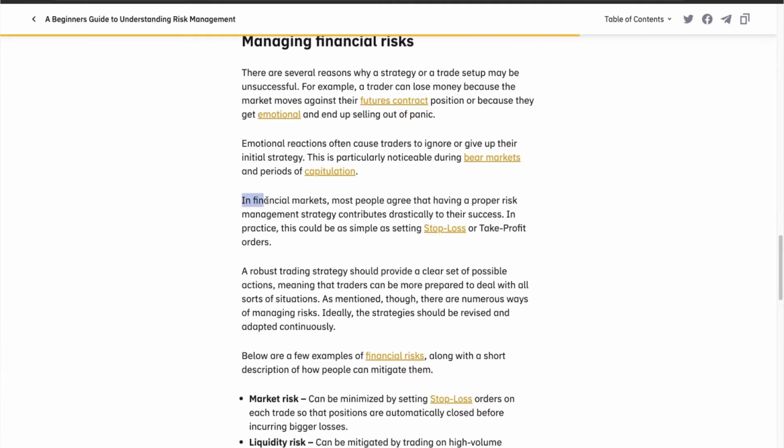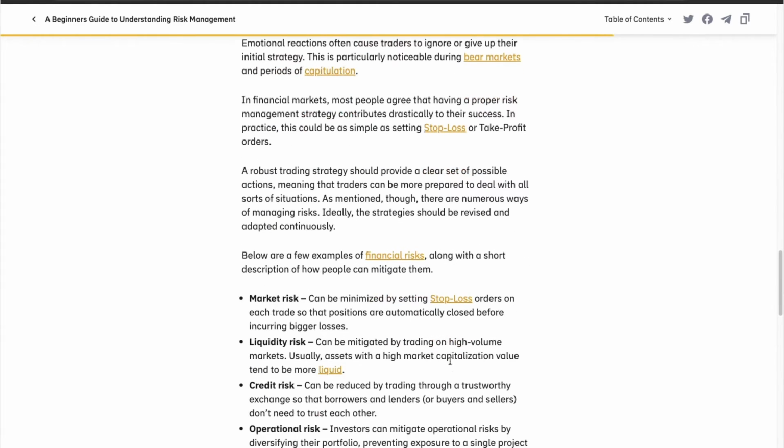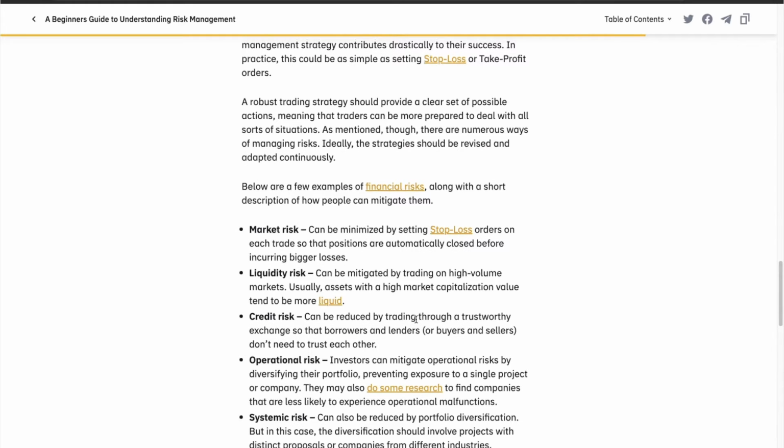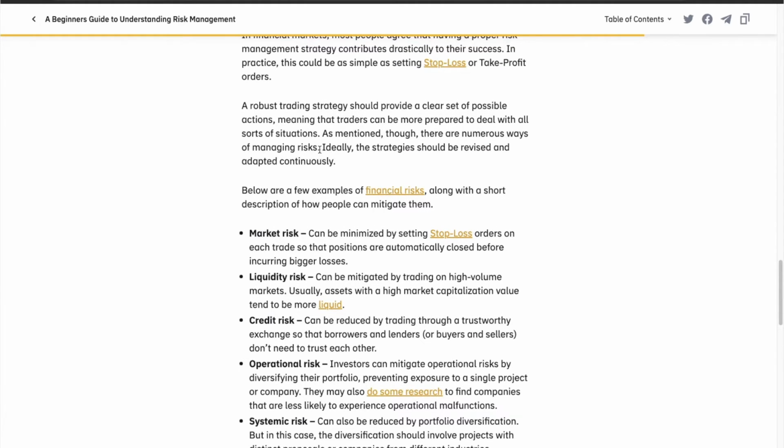Now, in financial markets, most people agree that having a proper risk management strategy contributes drastically to their success, and I could not agree more. In practice, this could be as simple as setting a stop loss or take profit orders. A robust trading strategy should provide a clear set of possible actions, meaning that traders can be more prepared to deal with all sorts of situations. As mentioned, though, there are numerous ways of managing risk. Ideally, the strategy should be revised and adapted continuously.